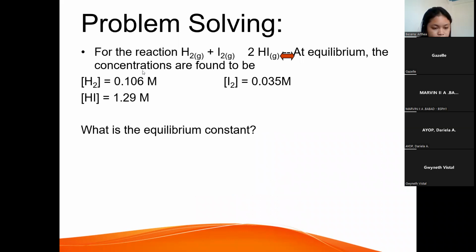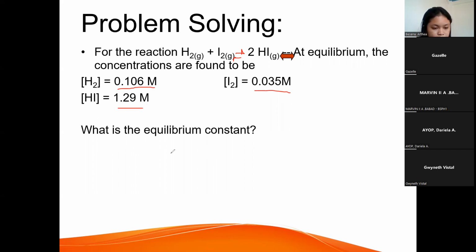Meron talaga itong computation. So just like this one, the arrow should be placed here. This is a reversible reaction. So for the reaction, hydrogen plus iodine yielding hydrogen iodide or hydroiodic acid. At equilibrium, the concentrations are found to be: ang hydrogen, ang concentration niya is 0.106 molar. Si iodine naman is 0.035 molar. And ang mai-yield na product is 1.28 molar.